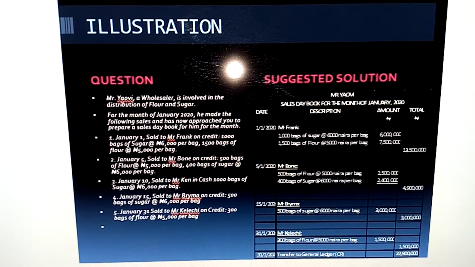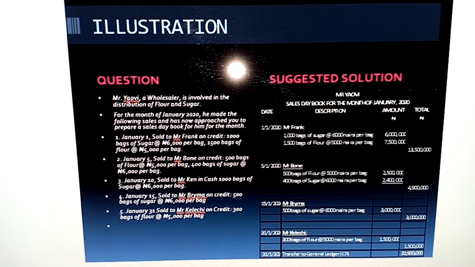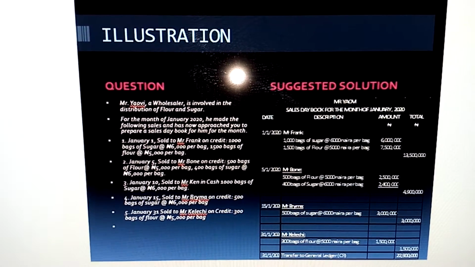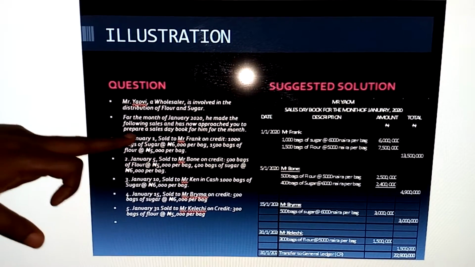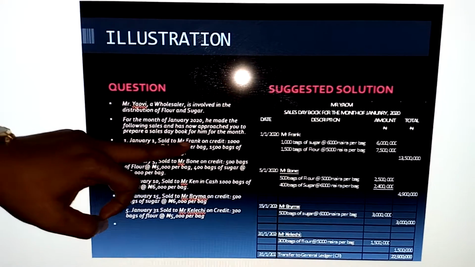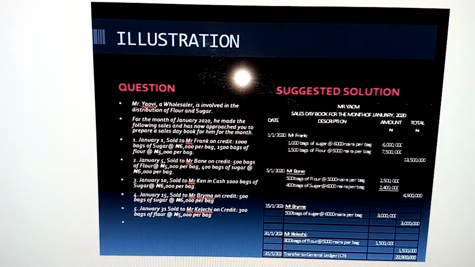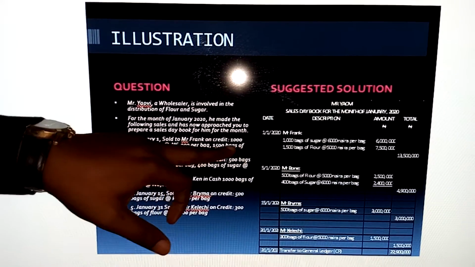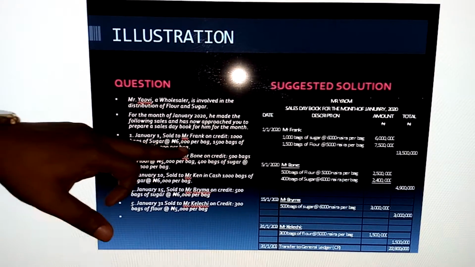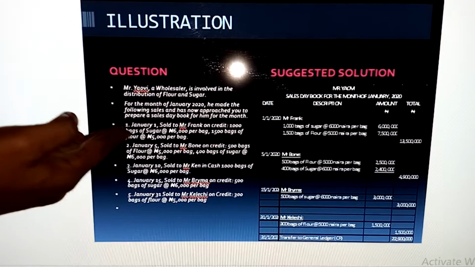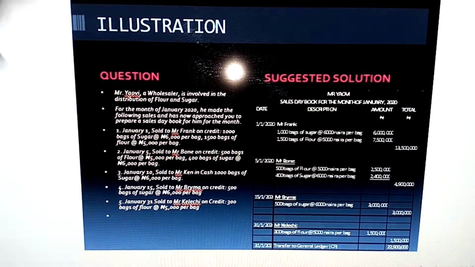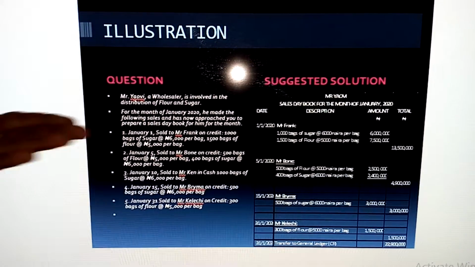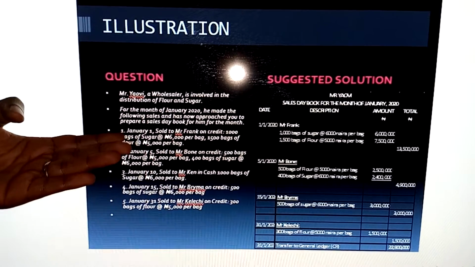Now, you have these transactions in the month of January for Mr. Yaovi, as earlier said. On the 1st of January, sold to Mr. Frank on credit 1,000 bags of sugar at 6,000 naira per bag, 1,500 bags of flour at 5,000 naira per bag. As you can see, on the 1st of January, he made some sales on credit to who? To Mr. Frank. Now, how do we show this in the sales day book?